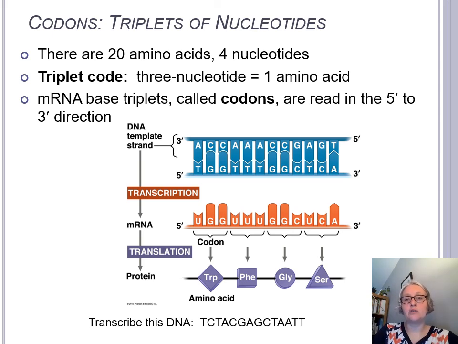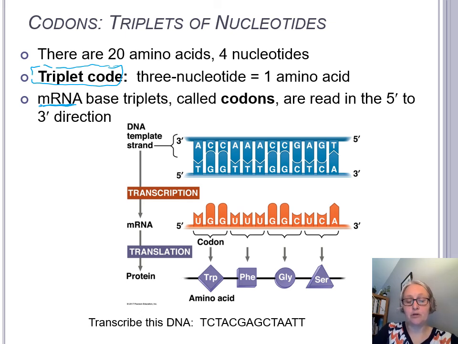In order to make this work, what happens is that DNA is read within a triplet code. So 3 nucleotides at a time will equal 1 amino acid. So AAT will mean something. GGA will mean something. So you read 3 nucleotides of DNA at a time, and then that puts in a single amino acid. mRNA-based triplets are called codons. Notice that these are found in the mRNA molecule, and they're read in the 5' to 3' direction.